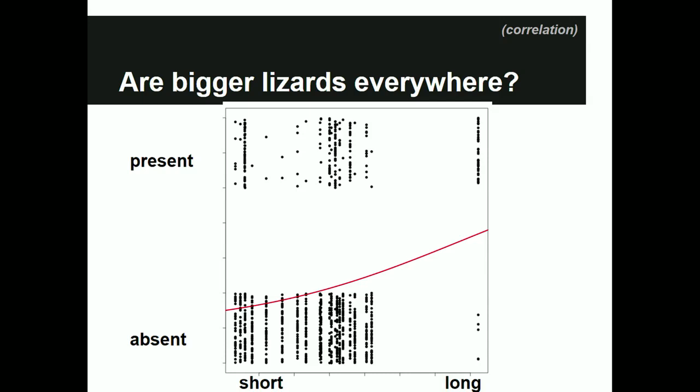So here I've jittered these points, indicating where species are absent from a particular cell and where they're present. And there's nothing tremendously inspiring going on in this graph. What it's showing you is just that we fit a model to data, and it tends to be that longer species are in more grid cells in the Caribbean data set we're looking at here.